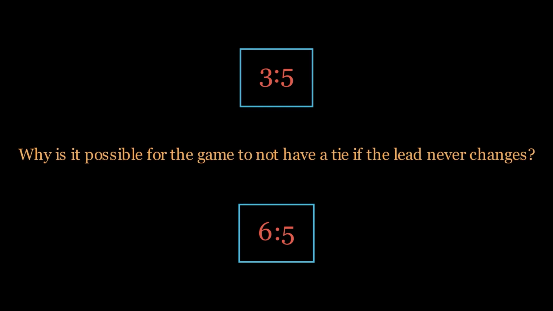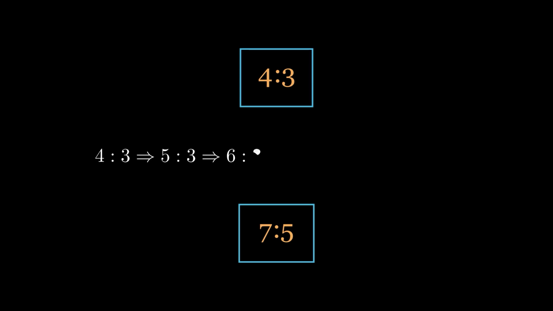Our claim is the game has to be tied at some point if the winning team changes. This is because the game has to be tied before one team overtakes the other. However, why is it possible for the game to not have a tie if the lead never changes? We can always increment the larger variable until we get to the max, then increment the lower variable, like shown on the screen. And now let's code this up.